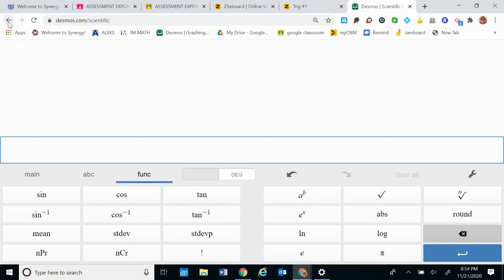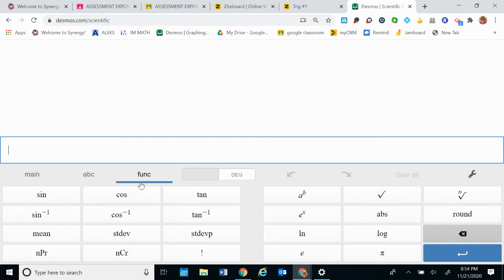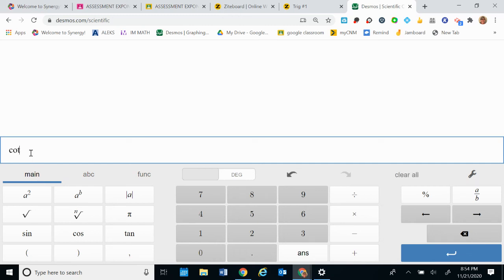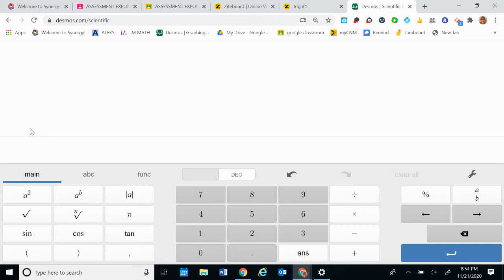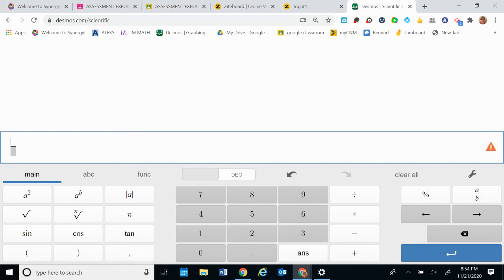Let's see. So if you were just doing, you know what? We don't typically do cotangent, but a lot of times it will have it as its function. I wonder if it's here. No, it's not here. I wonder if you could just do it. Let's see. Cotangent of 30. Oh, can't do it. Can you do 1 divided by the tangent of 30? Maybe that's what you would have to do. If they wanted you to figure out what the cotangent is, you might need to do 1 divided by tangent of 30.